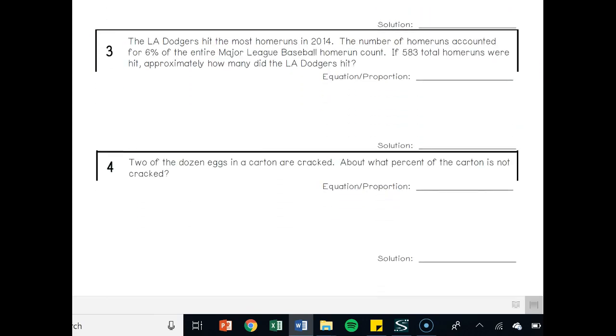All right, number 3. Again, you want your part, your whole, or your percent, right? So it says the LA Dodgers hit the most home runs in 2014. The number of home runs accounted for 6%, right, of the entire Major League Baseball home run count. If 583 total home runs were hit, approximately how many did the Dodgers hit?